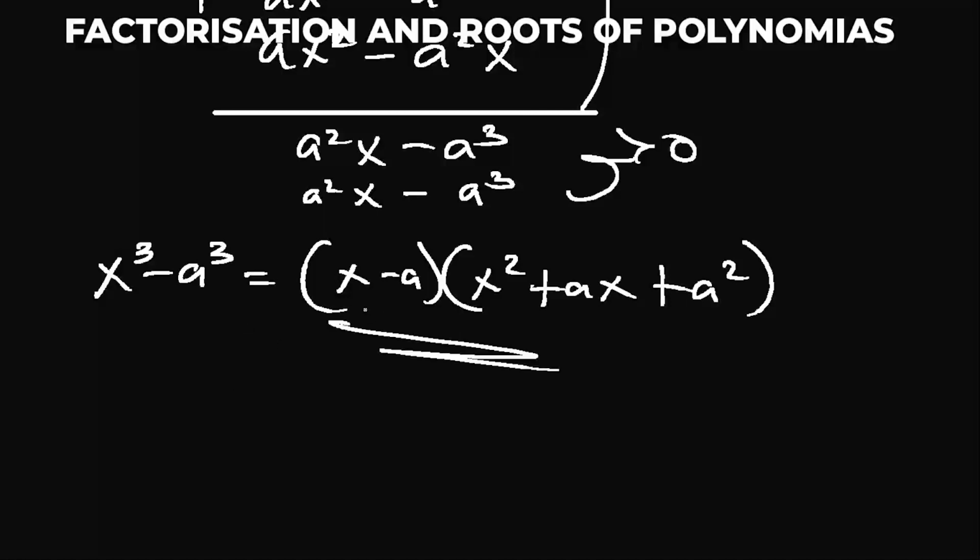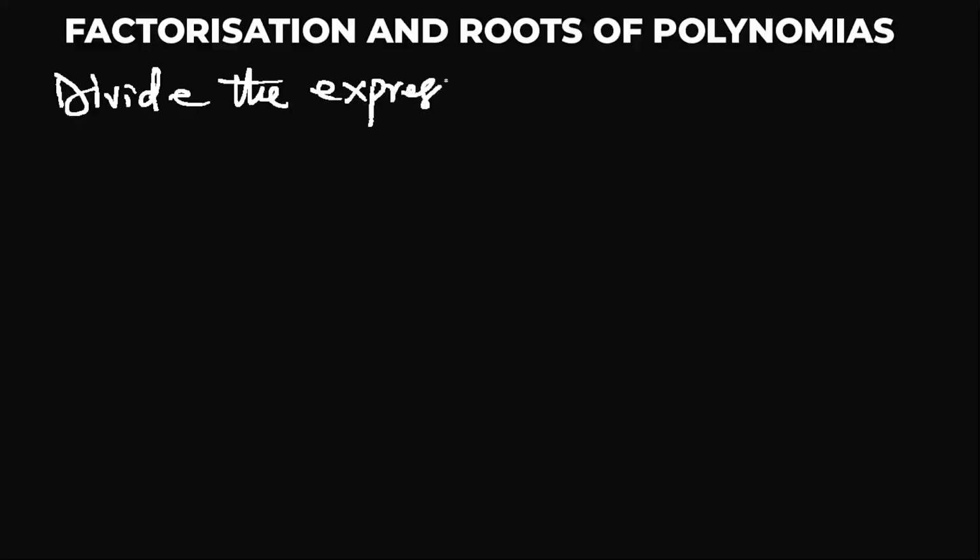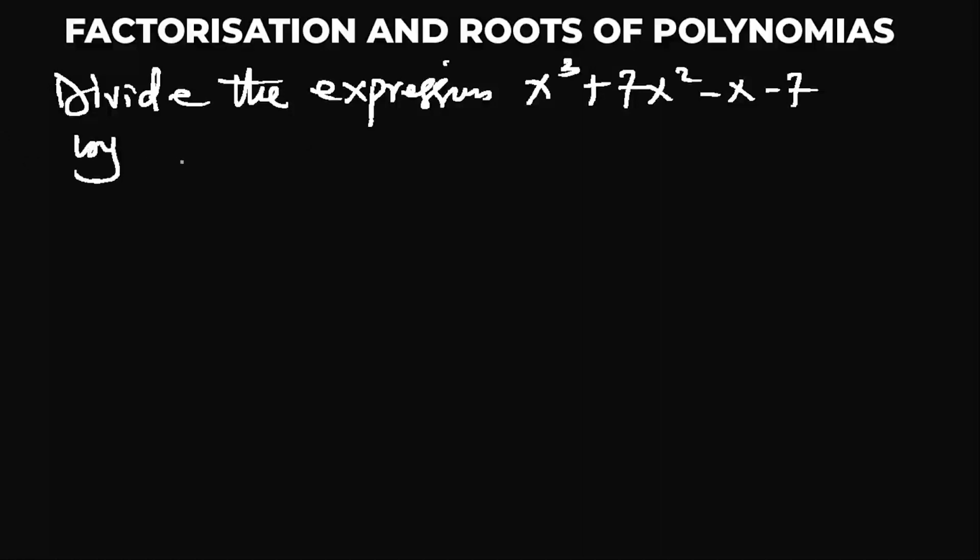Now let's take a look at some JAMB questions to wrap this up. So when you talk about some questions on the JAMB, we are going to look at the very first question in 1993, question number 18. The question says divide the expression x cubed plus 7x squared minus x minus 7 by minus 1 plus x squared.